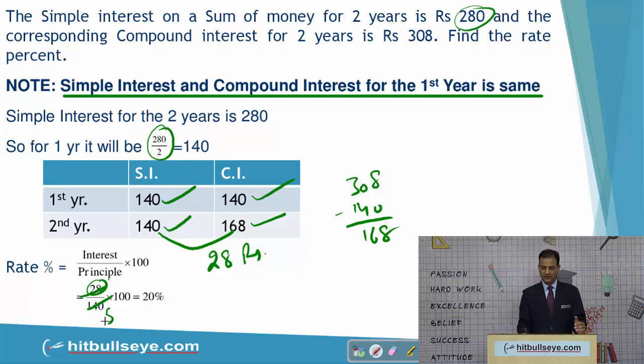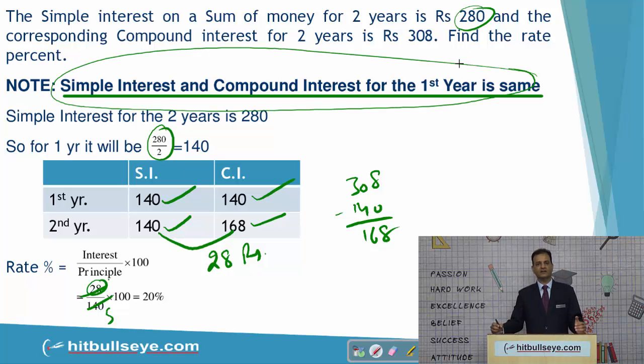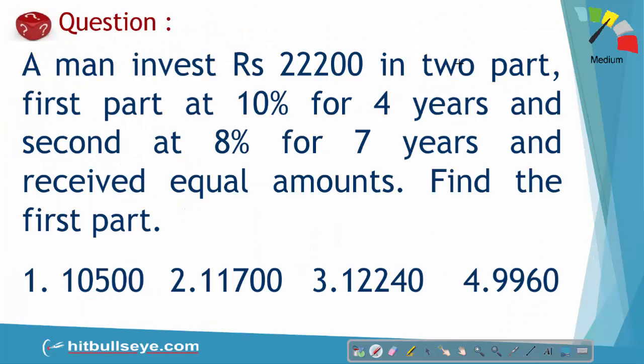So the learning here is that SI and CI of the first year are the same. And believe me, it can be a starting point for various questions of compound interest and simple interest, friends. So now move to the next question.